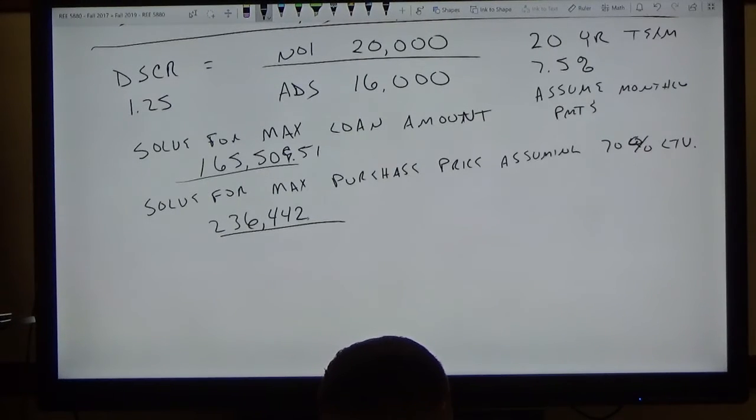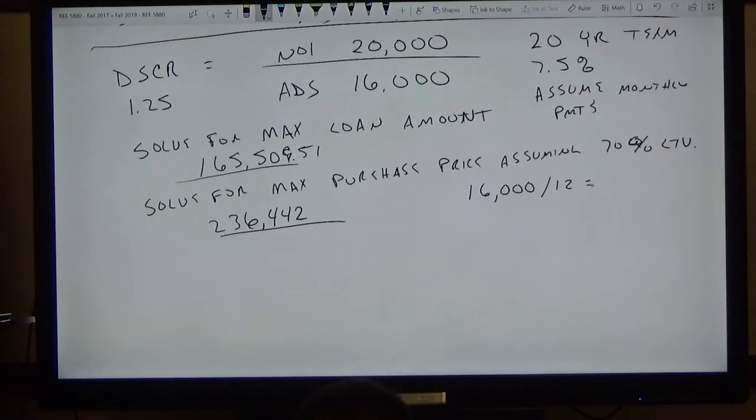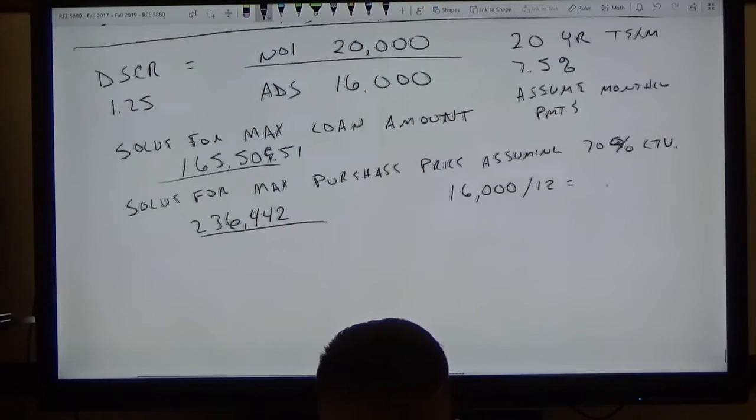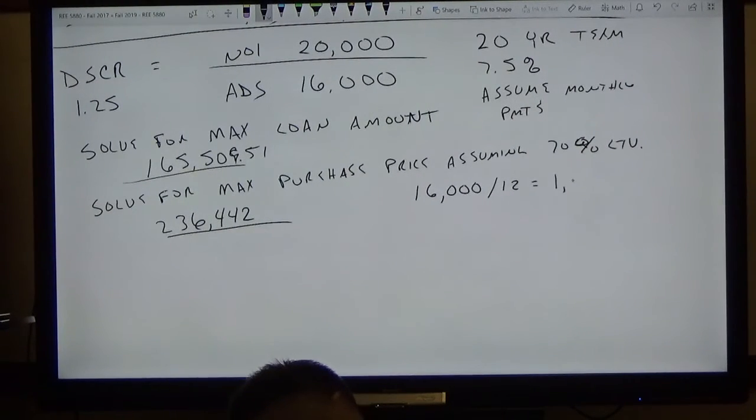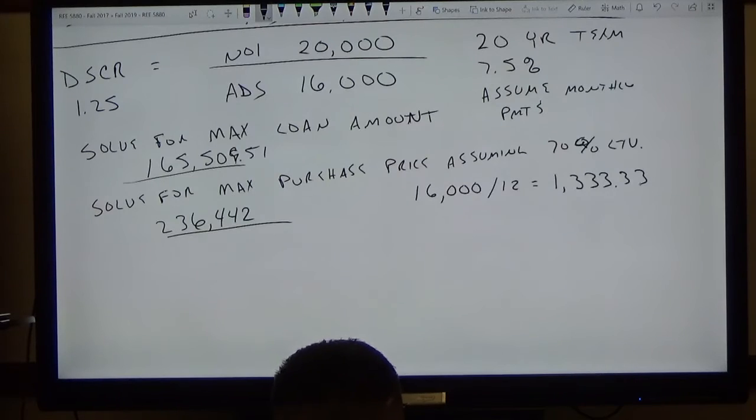Trust Andrew. So the first thing you're going to do is take this annual debt service of 16,000 and divide that by 12 to get monthly debt service. That gives you a monthly debt service of $1,333.33. This is the monthly debt service, and this is the annual debt service.